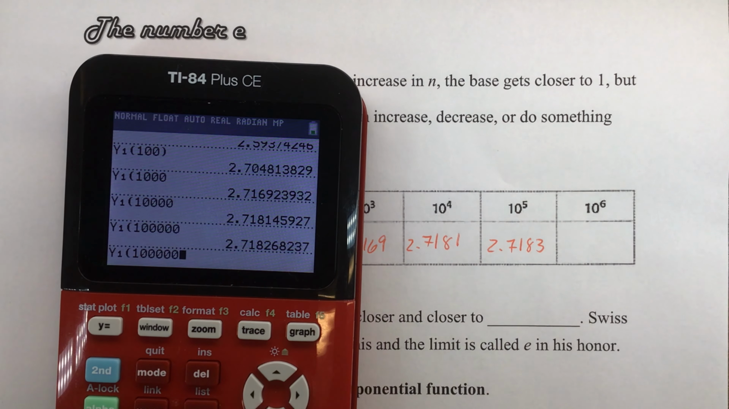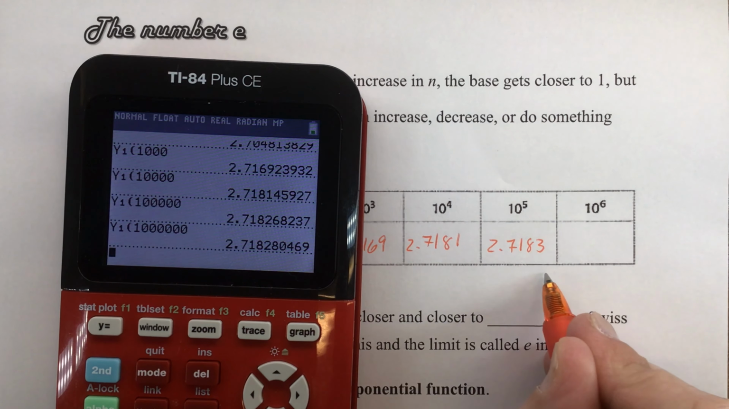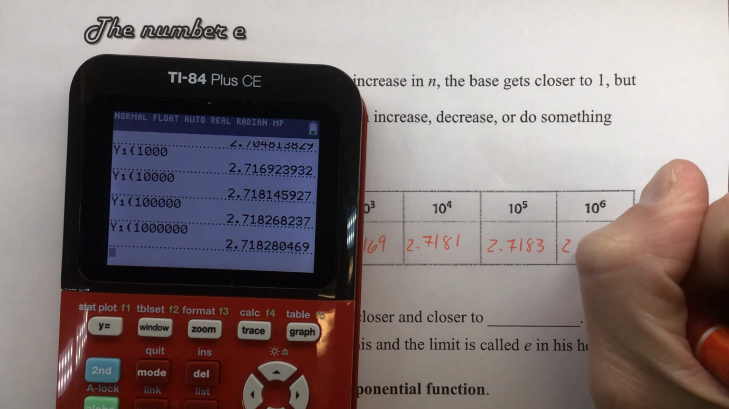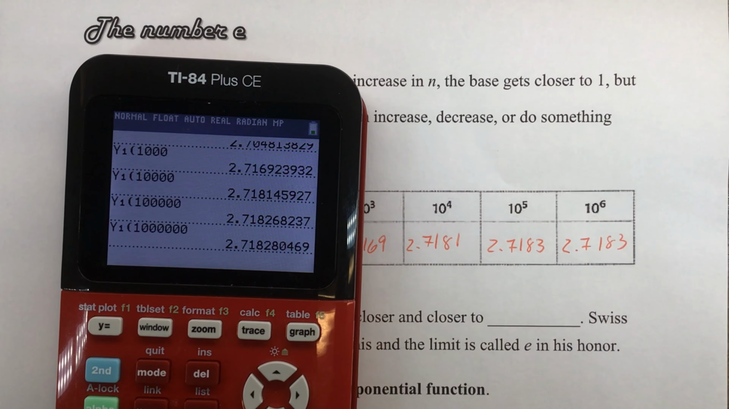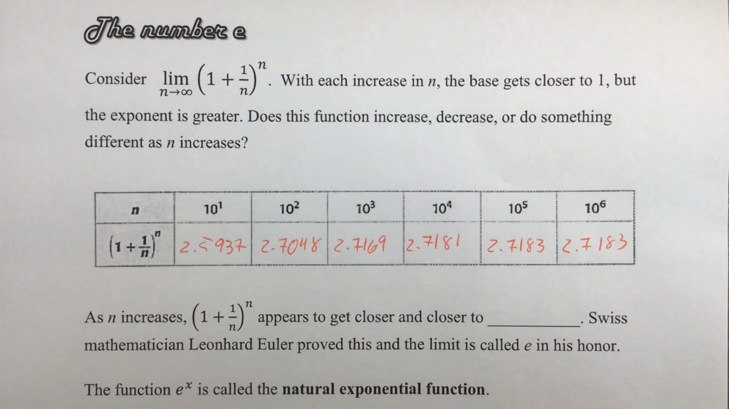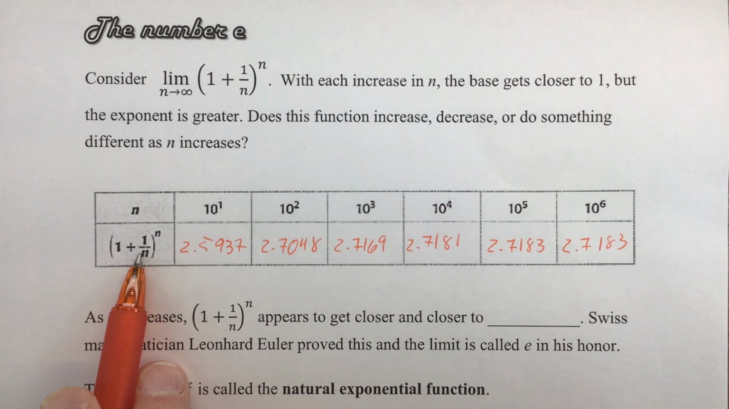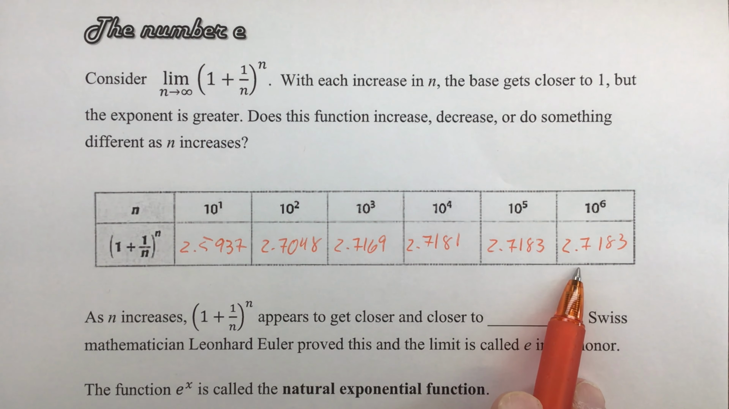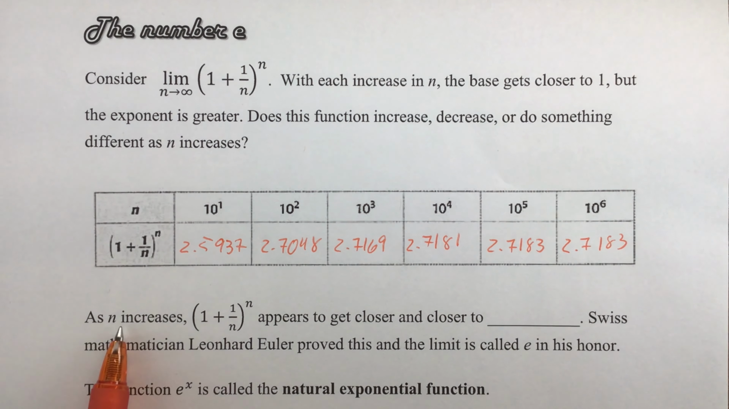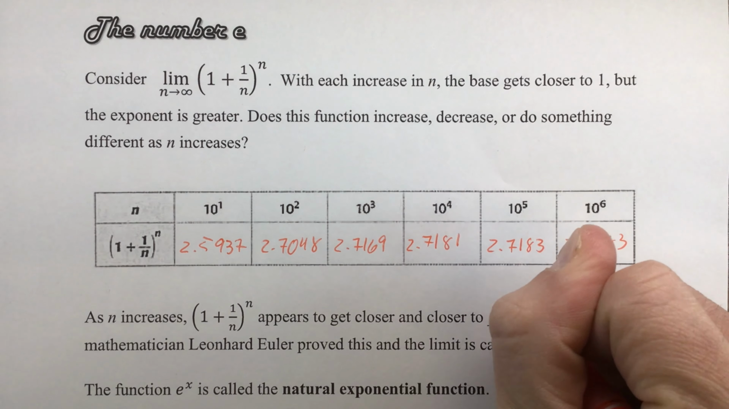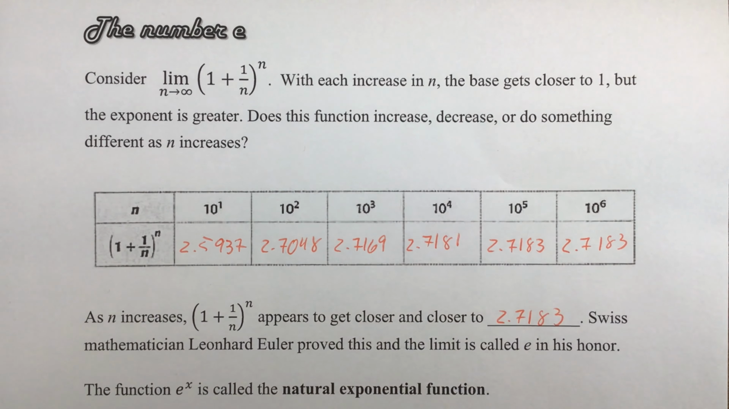Last, let's go ahead and do 1,000,000 and see that these don't really change. It's going to round to the same place. In other words, the limit of this is going to tend towards this number. As n increases, this expression appears to get closer and closer to 2.7183.